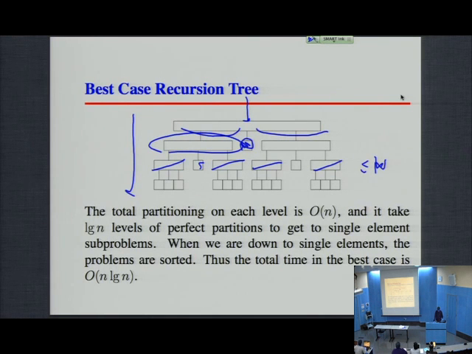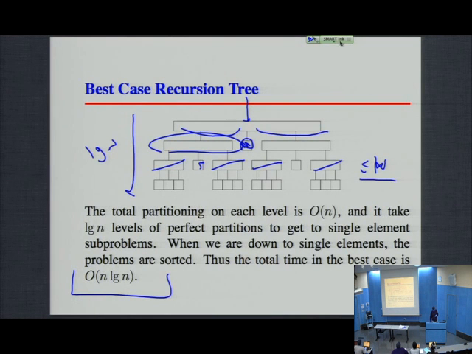So if it's perfectly balanced, we have log n levels. And at each level, we're doing a total of at most n work. n times log n is n log n. That is why quicksort is n log n if we do it perfectly. Any questions?